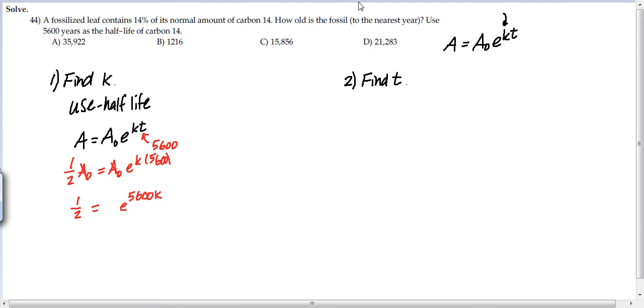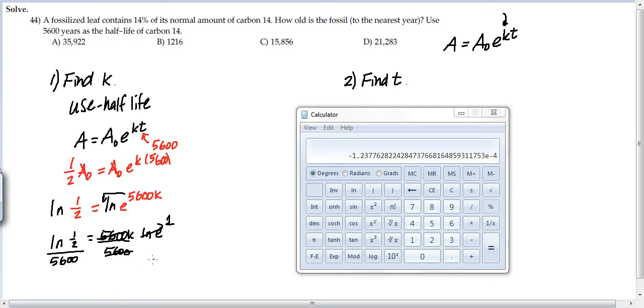Alright, and so to solve this problem now we take the natural log of both sides, and that lets us bring that exponent down. So we have ln of 1/2, or you could use 0.5 if you wanted to, is 5,600k ln e, and ln of e is just 1. So we have 5,600k equals ln of 1/2. To solve for k, we divide both sides by 5,600. So I'm going to pull up my calculator and see what I get.